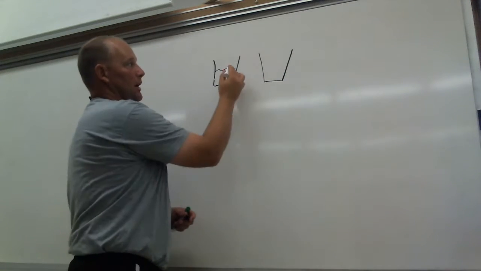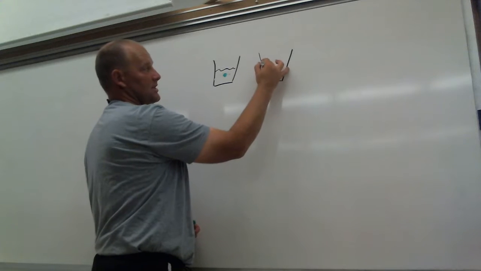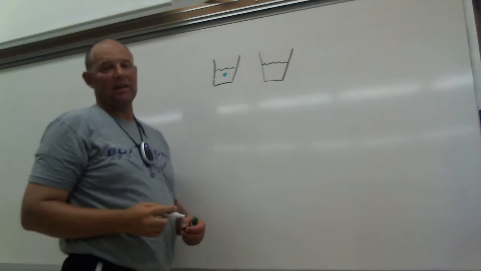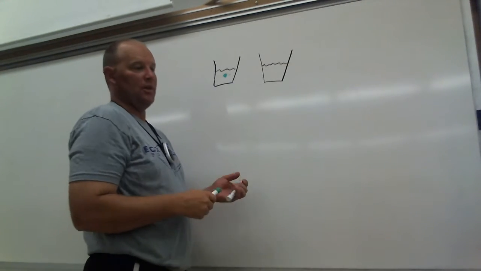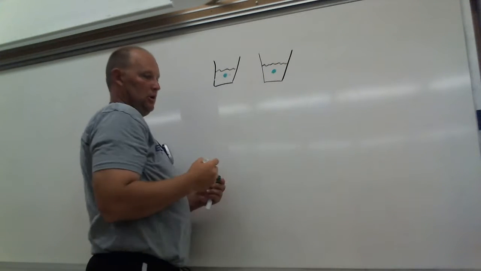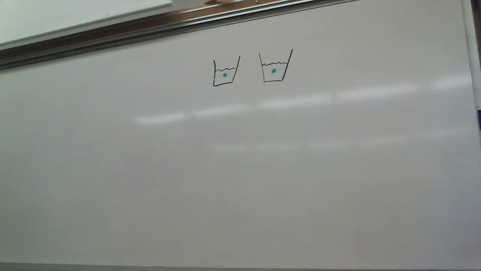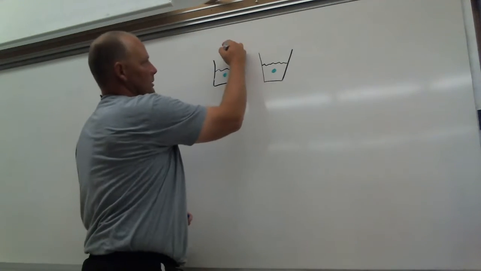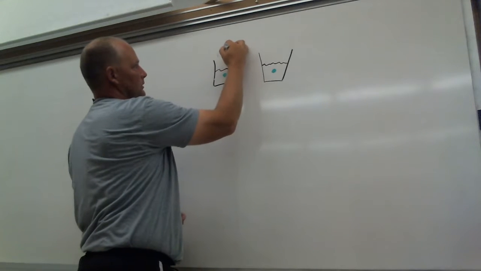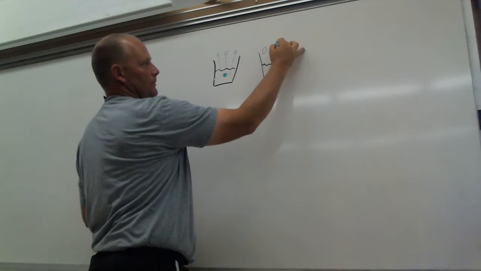Now, if that's my cup and my dirt level here in the first cup, in order to maintain a constant, we have to have that same dirt level in the second cup. We have to put the bean seed in the same spot. We have to add the same amount of water, okay, going into it.